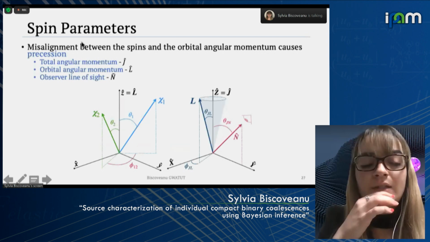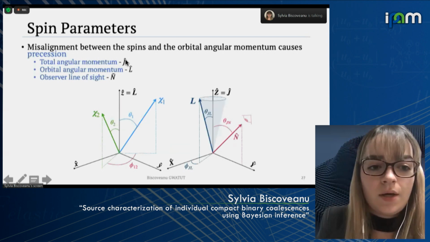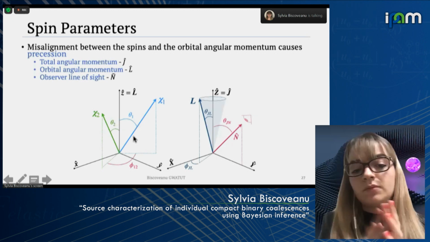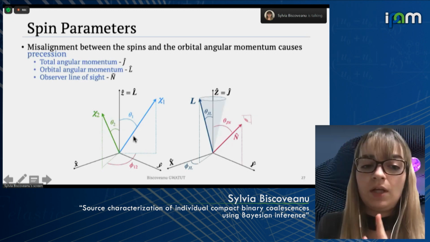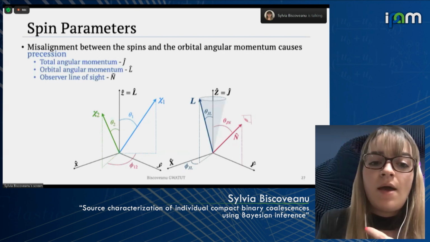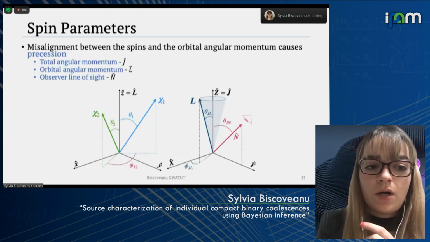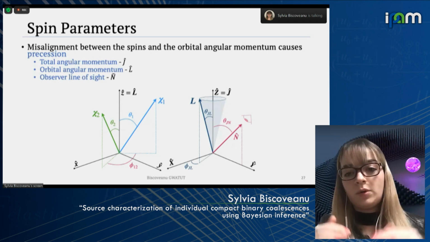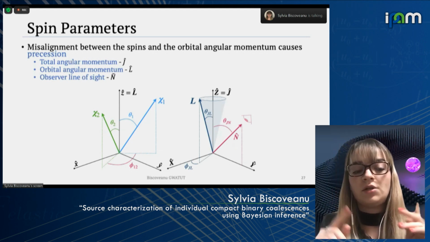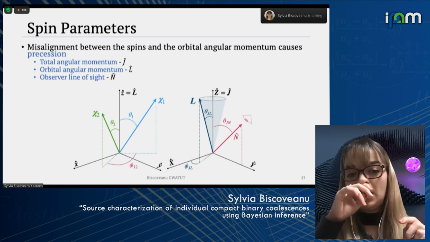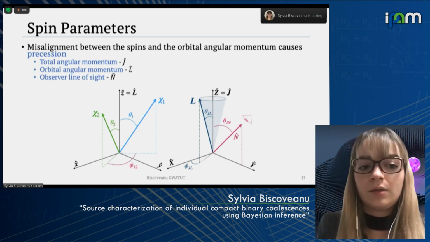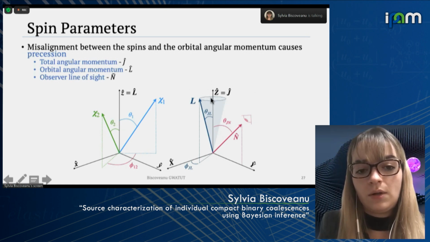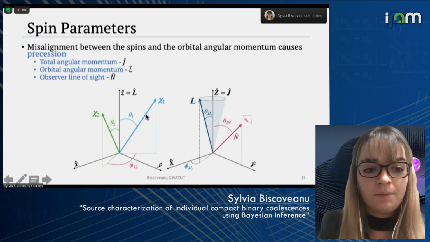And now we can also take a look at the spin parameters. So as I mentioned previously, it's possible that the component spins will not be perfectly aligned with the orbital angular momentum, and this causes a phenomenon called precession, where both the orbital plane will precess and also the component spins will precess around the total angular momentum. So again, in this case, I'm denoting the total angular momentum with J.